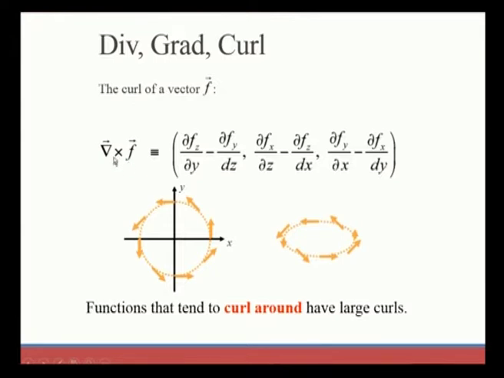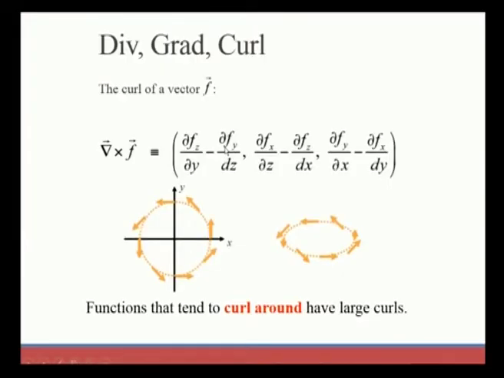So, the curl of this is a multiplication of del and the function, which, as a combination of the divergence and gradient operations, gives the curl, which has ∂fz/∂y minus ∂fy/∂z, ∂fx/∂z minus ∂fz/∂x, and ∂fy/∂x minus ∂fx/∂y.